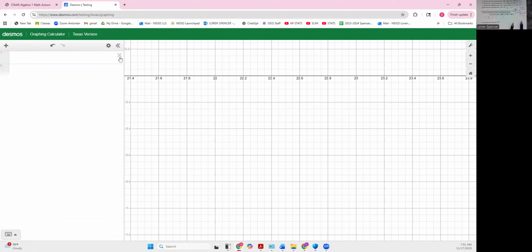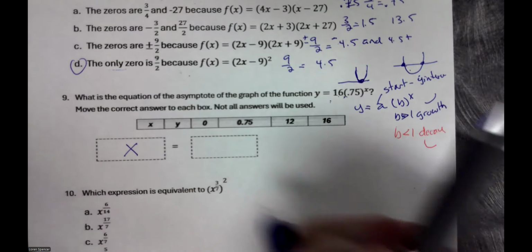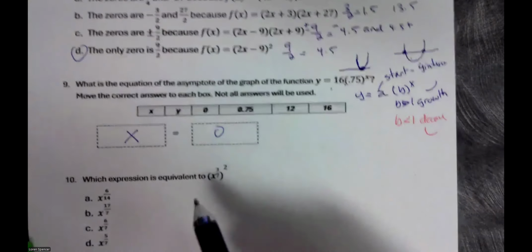So our asymptote, and it's kind of what I told you before, will always be, for this class, x equals 0 if we're working with one of these.